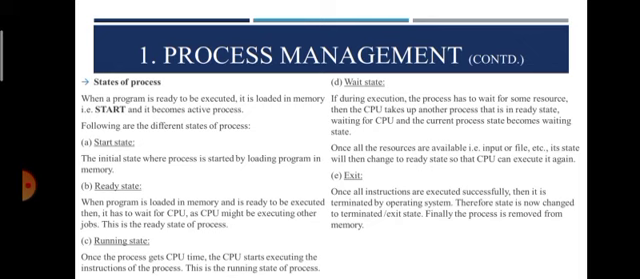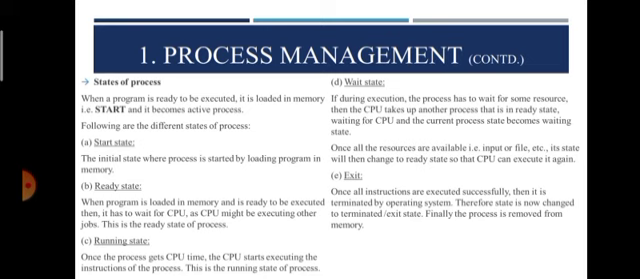Third, running state. Once the process gets CPU time, the CPU starts executing the instructions of the process. That means once the CPU is giving time to this process, the CPU starts executing its instructions. There are instructions in the process, and once it is loaded into memory and then to the CPU, those instructions will be executed. This is the running state of a process.